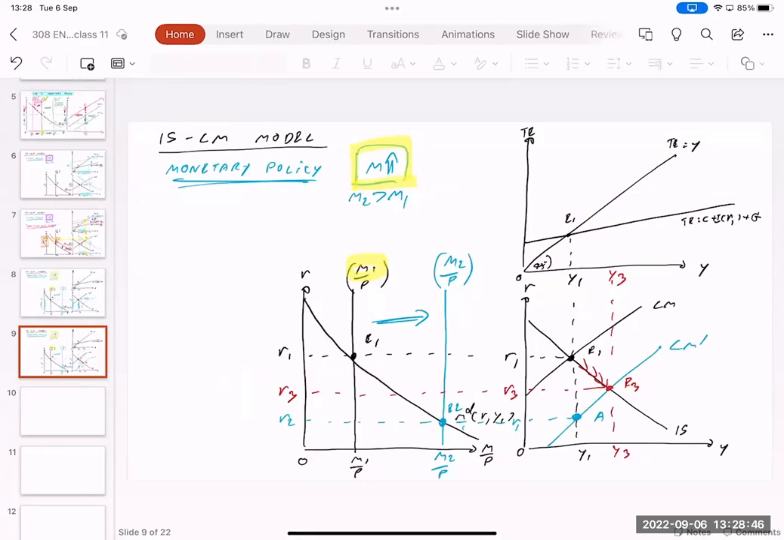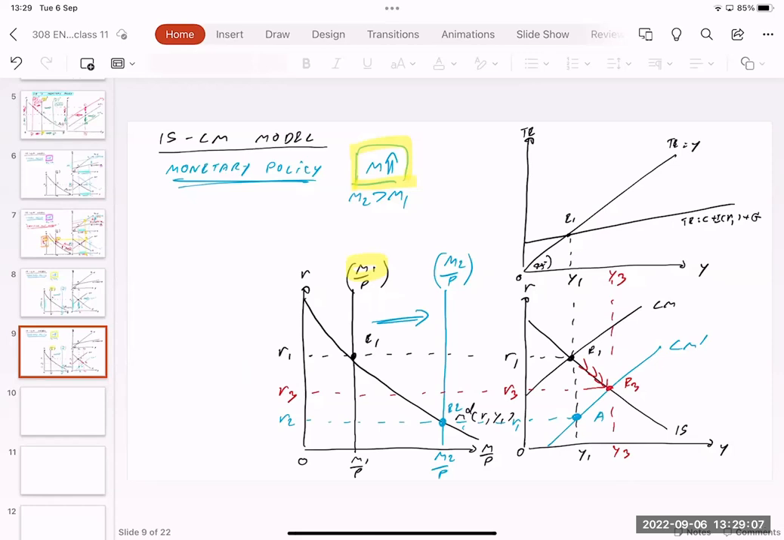Okay, so coming back. Just sharing my screen. Point A is not the new equilibrium point. The new equilibrium point is supposed to be point E3, the point where the IS curve intersects the new LM curve. So I can write down E3. I can find Y3 and R3.